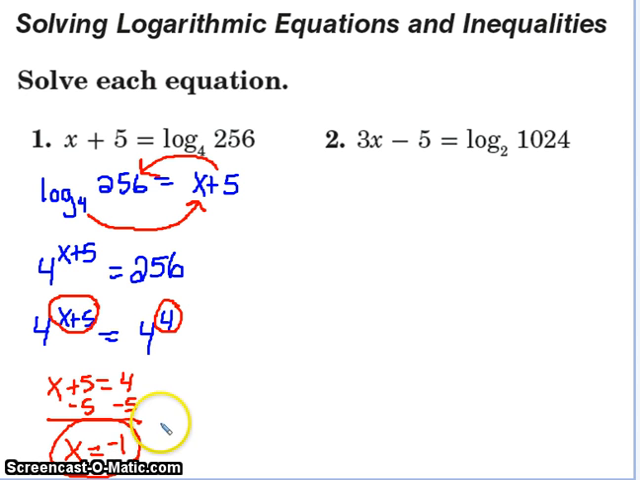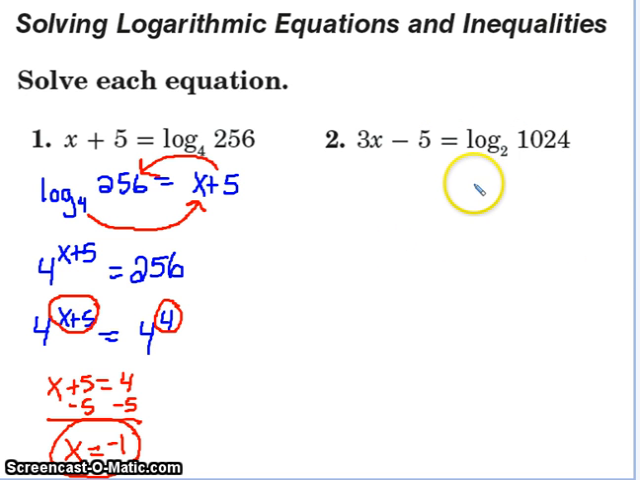Yay! Now, as usual, we have to check our answer, and so if we plug in -1 plus 5, we are going to get a 4, and log base 4 of 256 is equal to 4, because that would mean that if we have a 4 over here, 4 to the fourth equals 256, and we have that right here. So we're good.